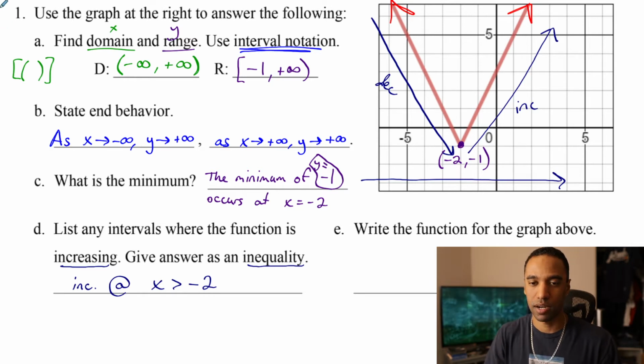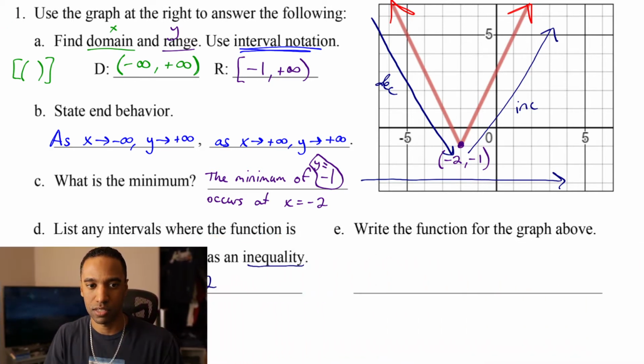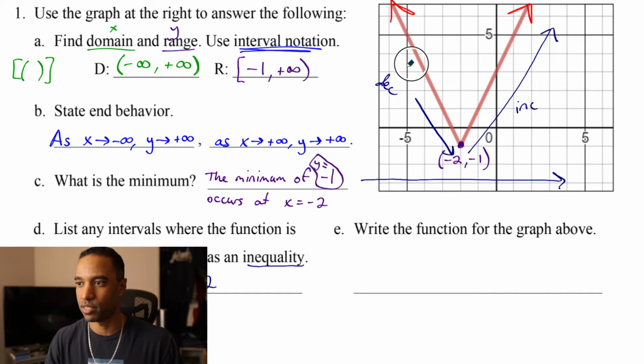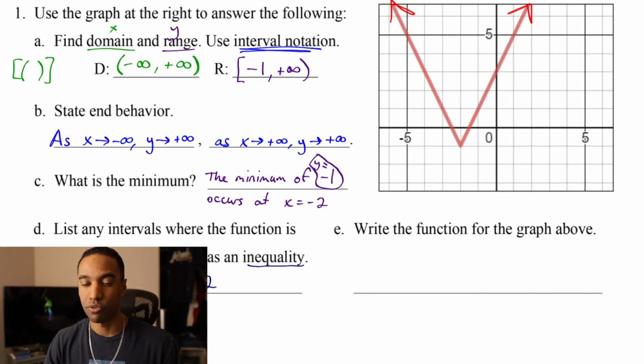And last but not least, part E, and let me move my ugly mug here. Let's go that way. Write the function for the graph above. So let's erase some of the stuff that we have here, get rid of all that, and let's write here what is drawn. Now, this function is an absolute value function. So we should do something with the general form for absolute value, which is vertex form. It's going to look like this.